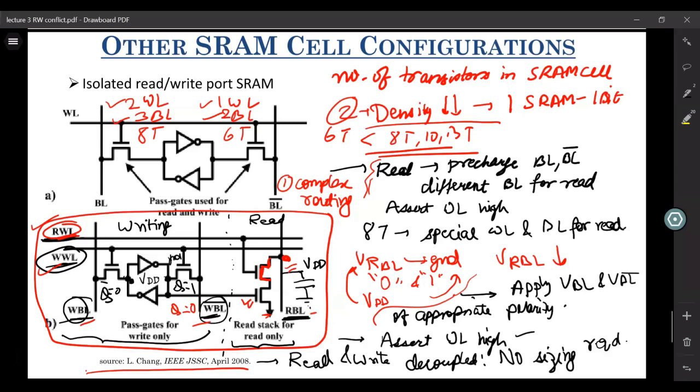So with this, I'll end this lecture, and in the next lecture, we'll go ahead and look at all the noise margins of your 6T SRAM cell.